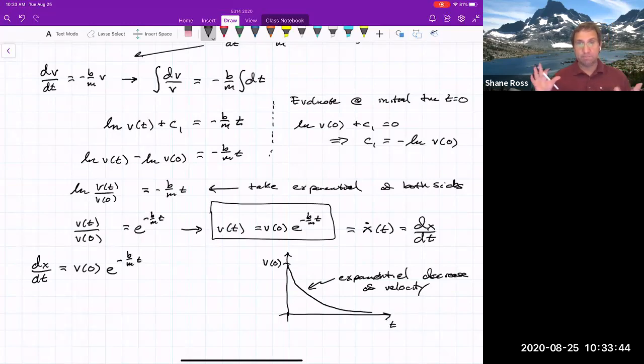Separate variables. What are the two variables here? x and t. So everything that depends on x, and it's just dx, is over there, and everything that depends on time is over here. V0 is a constant, the initial velocity is a constant, so we can pull it out of the integral. Now we're going to integrate both sides.